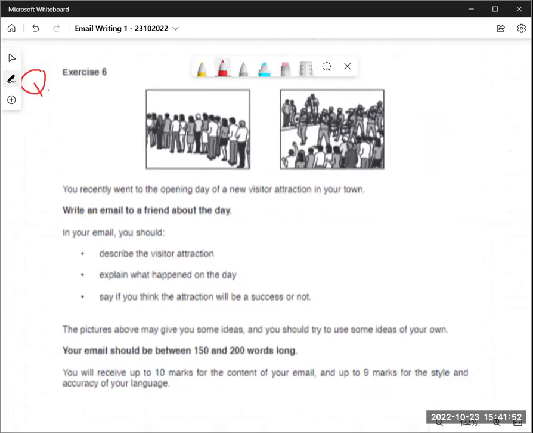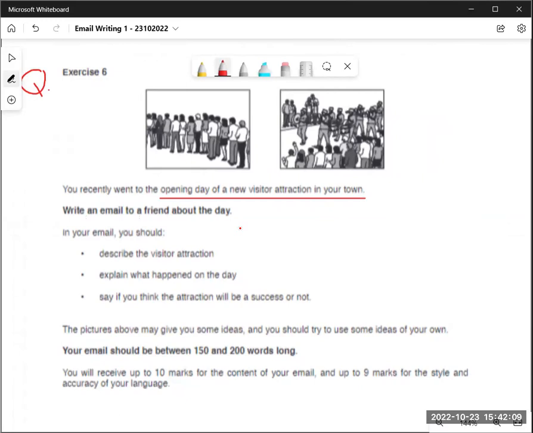You recently went to an opening day for a new visitor attraction in your town. Write an email to a friend about the day. In your email, you should describe the visitor attraction, explain what happened on the day, say if you think the attraction will be a success or not.